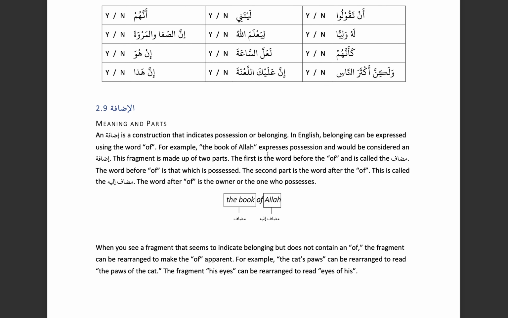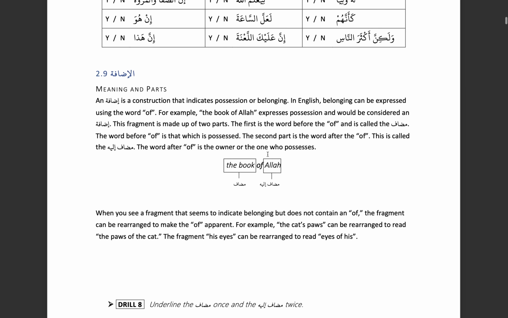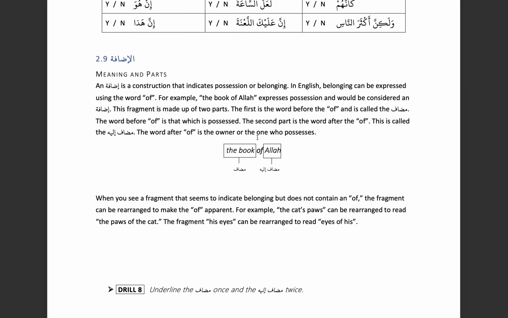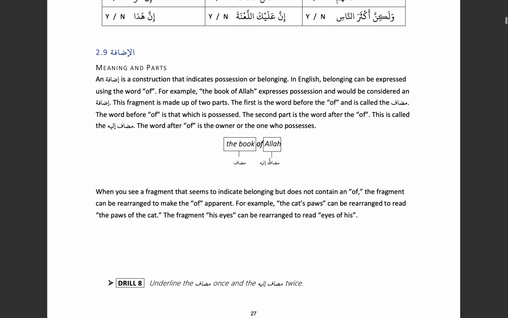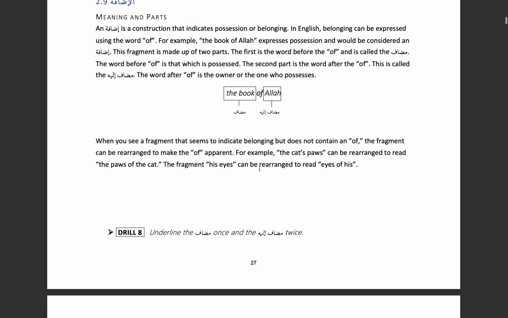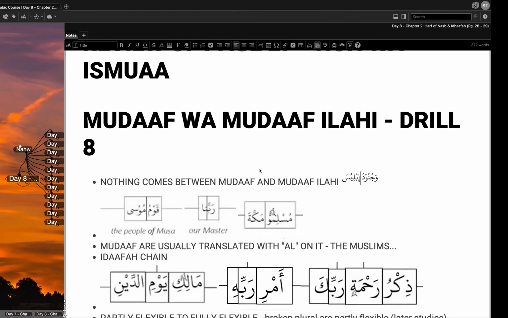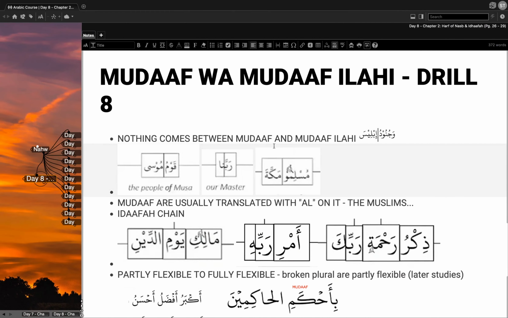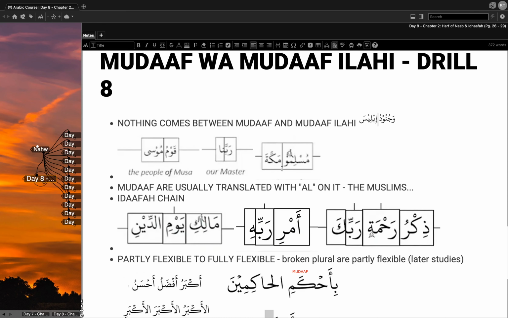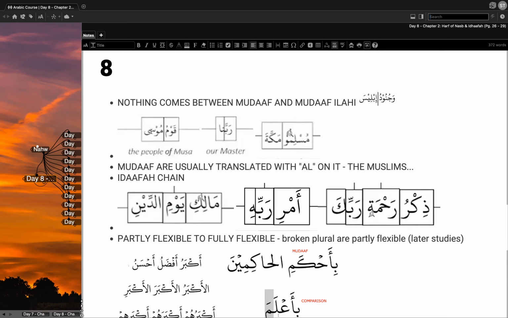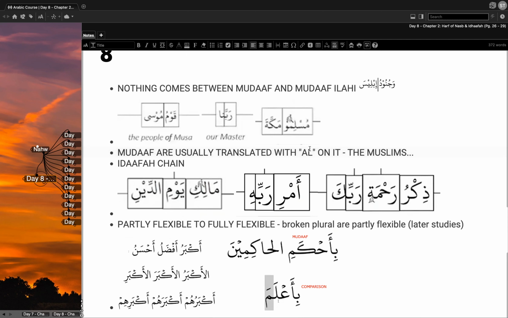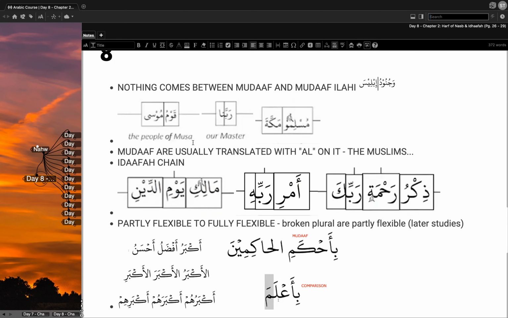So of course we start studying about mudaf and mudaf ilayh, and of course you always have the mudaf part, of course the mudaf ilayh, but in English it's kind of a switch. So in Arabic it's like mudaf and mudaf ilayh, but yeah, it's a kind of switch. So the word mudaf ilayh is like the one that come after. I think we start doing a drill, and there was also about nothing comes between mudaf and mudaf ilayh. So muslimu Makkah, so you say rabbana, so mudaf, rabba is like a mudaf, na is mudaf ilayh. Qawmu Musa, so qawmu is like a mudaf, and of course mudaf ilayh. Then the mudaf are usually translated with al on it, the Muslims. So you can say the Muslims of Makkah, so our Lord, the people of Musa, something like this.